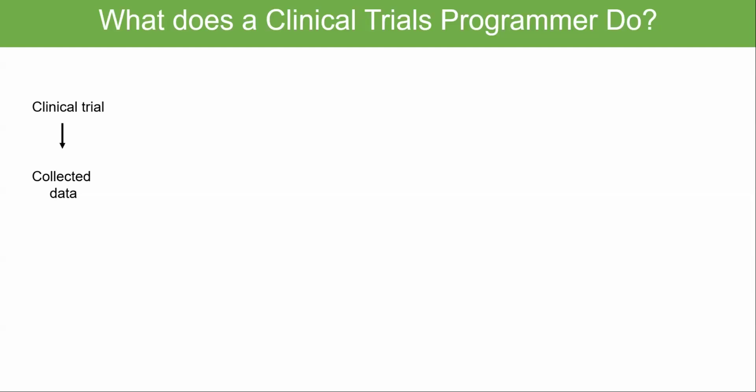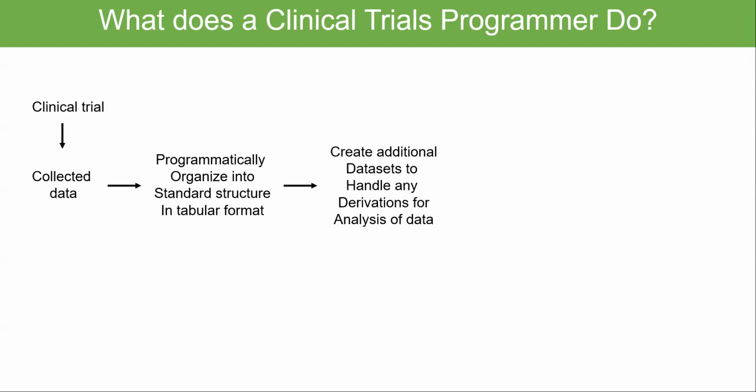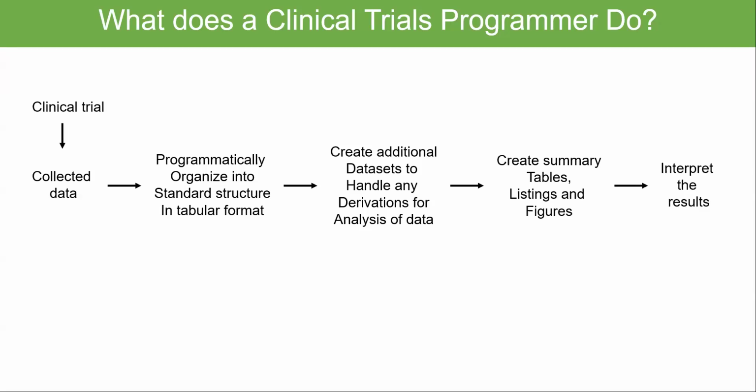And what do we do as a clinical trial programmer? We programmatically organize the collected data into a standard structure in tabular format. And then we create additional datasets to handle any derivations needed for analysis of data. And then we create our summary tables, listings, and figures. And then finally, the interpretation of the results happens.